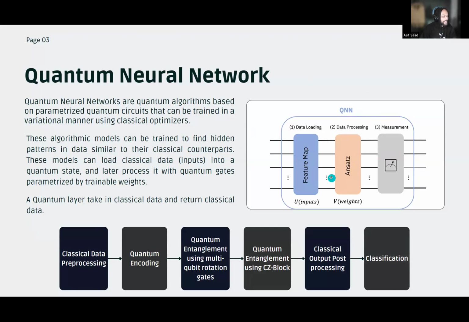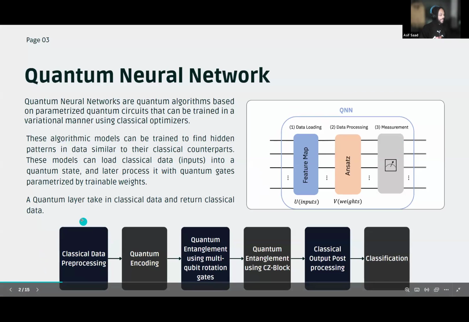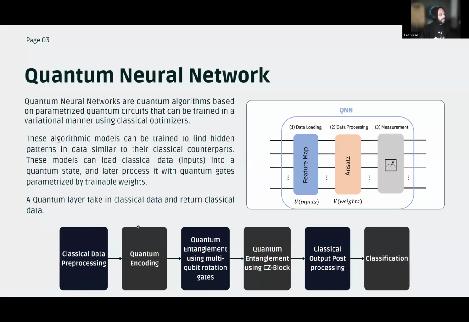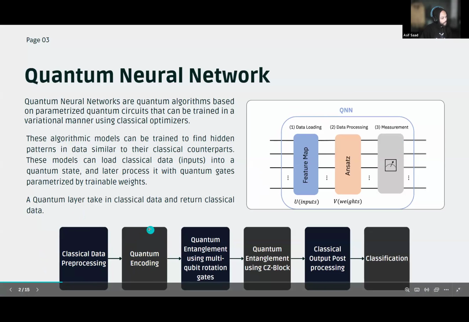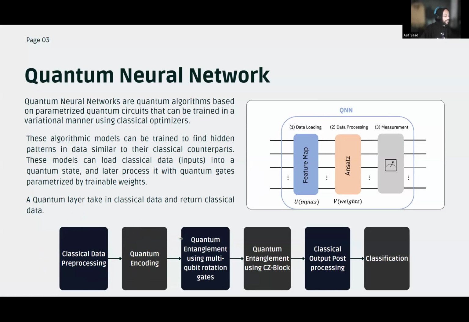Since the problem we are solving is classifying the MNIST data set, which means recognizing a single digit, it is more like image-related data. This generalized diagram needs to be described in detail, so that's what we have done here. We have the classical data, which has been processed, meaning the image pixel information, and that goes to quantum encoding, then quantum entanglement with multi-qubit rotation and the CX gate entanglement, and also the output processing and classification.